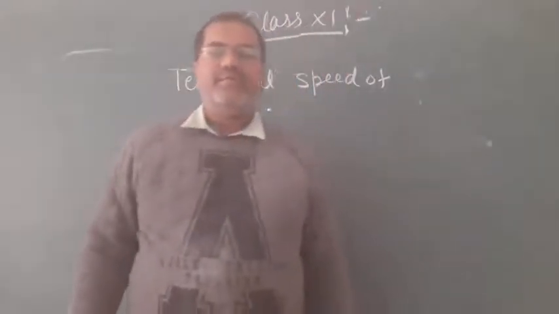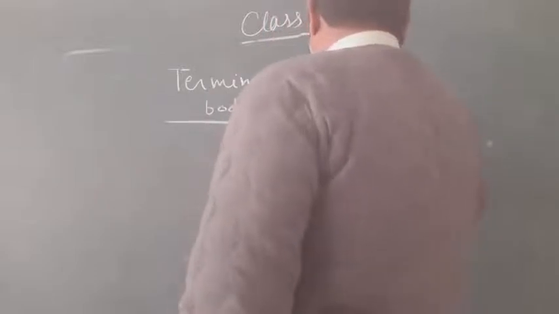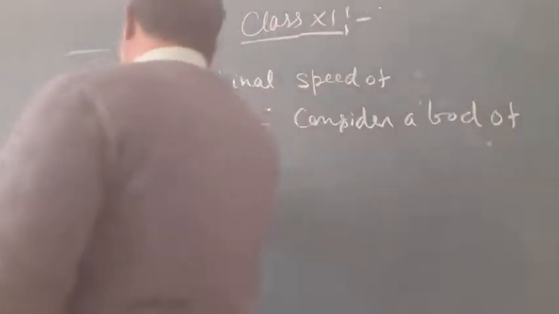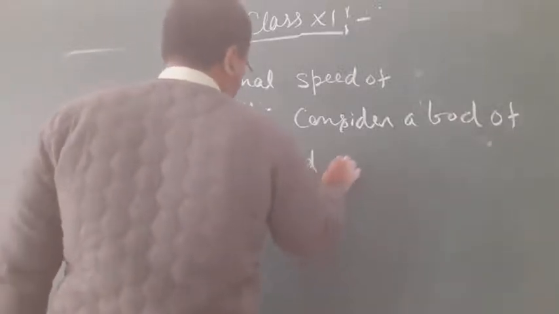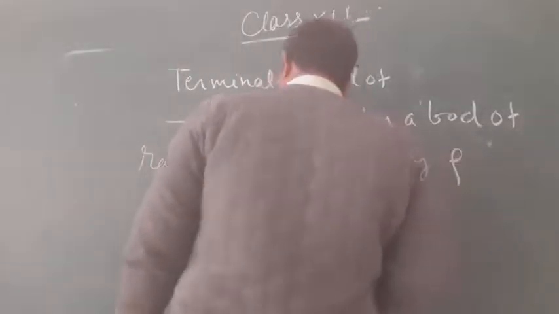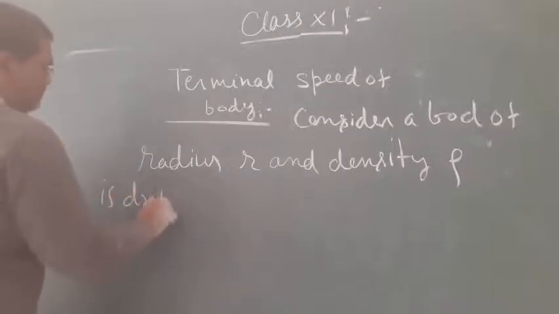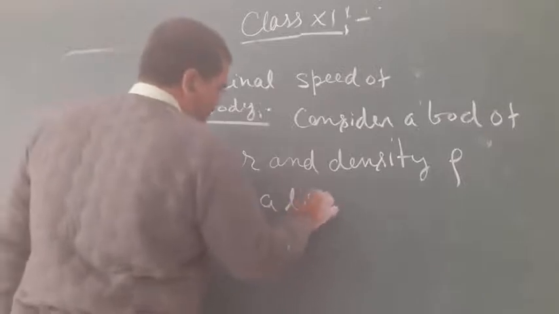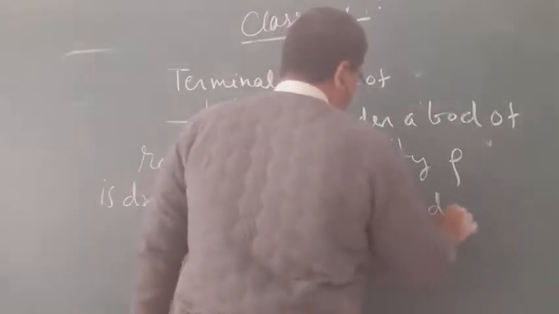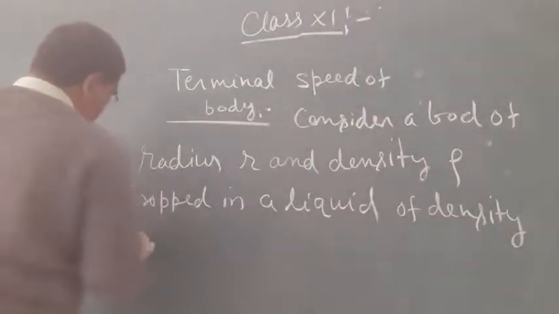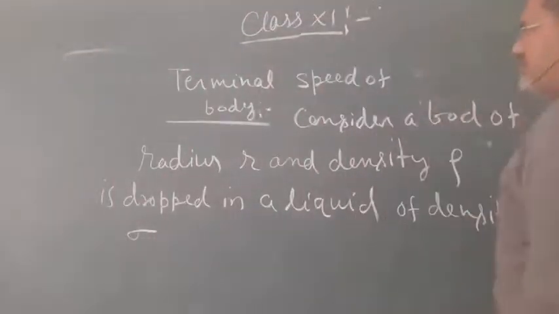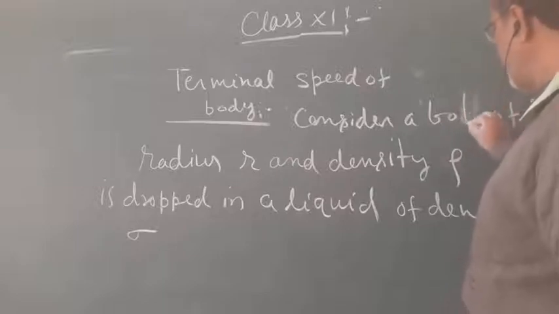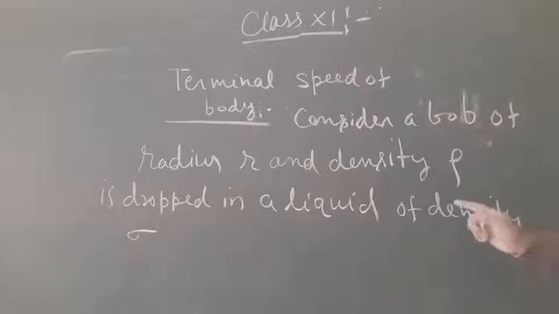What is the terminal speed of the body? Consider a ball of radius r and density rho dropped in a liquid of density sigma. Write it down.